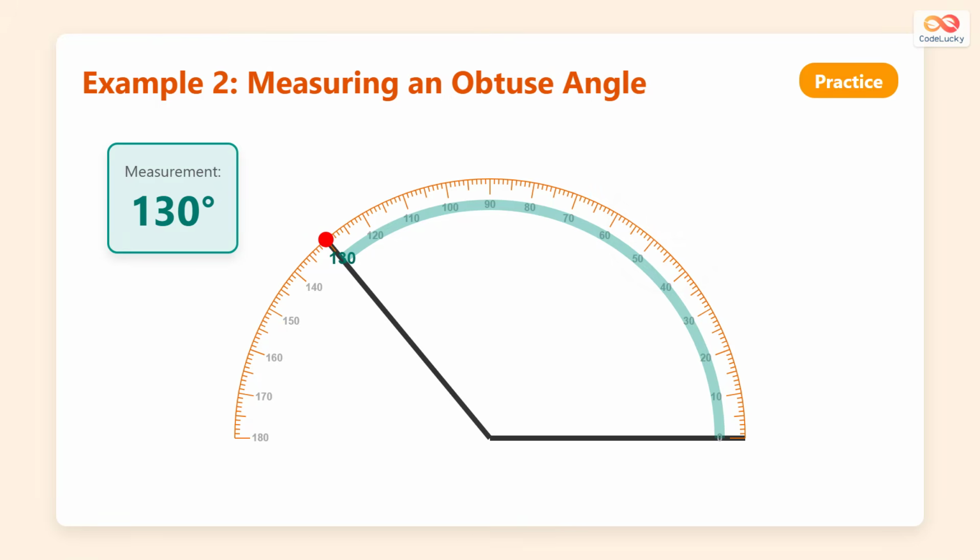Here is an obtuse angle. It looks much wider. Again, we align the vertex and the baseline. Starting from 0 on the right side, we count up on the inner scale. We go past 90, past 100, all the way to 130. This angle is 130 degrees.